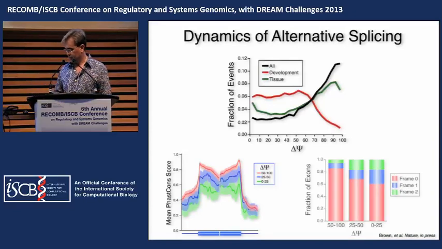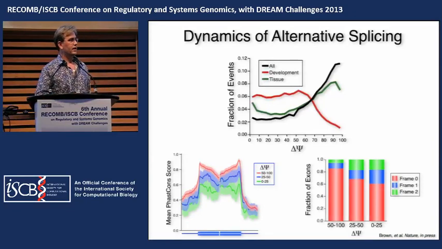And in addition to the conservation, we see that the exons that change the most dramatically have the greatest tendency to be frame preserving. That is, regardless of whether the exon is included or not, you would not change the reading frame for that particular exon. And again, as you go to decreasing amounts of splicing changes, you see decreasing tendency to be frame preserving.